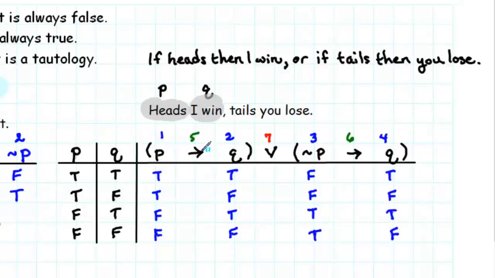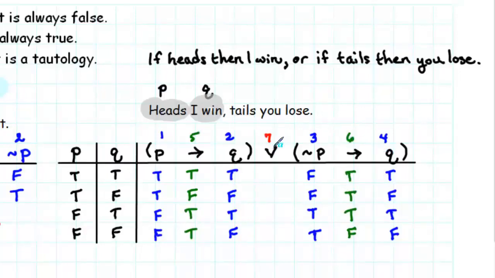Now we'll go ahead and evaluate the conditionals. Now remember that a conditional can only be false if the first part is true and the second part is false. So I'm going to go through and find all the places where the first part is true and the second part is false and put a false there. Here we have true, false, so this must be false. In every other case, the conditional is true, so we can fill in all the rest of the values with true. And then finally, the last step is to form the disjunction of columns 5 and 6.